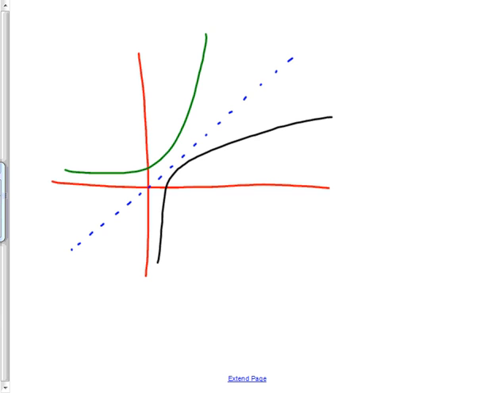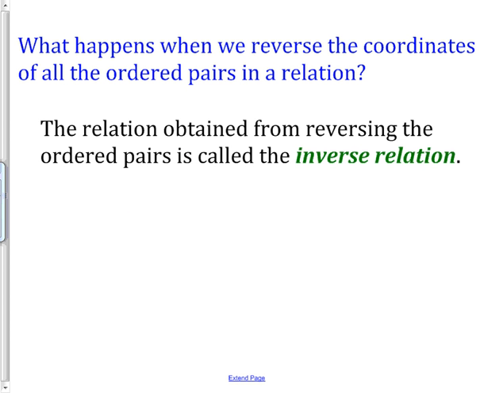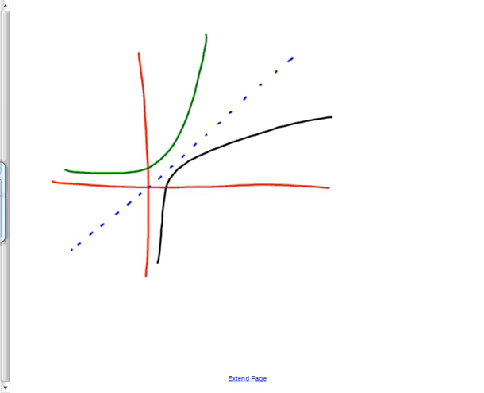So, let's read some mathy stuff about this. What happens when we reverse the coordinates of all the ordered pairs in a relation? Surprisingly enough, you get the inverse relation. So let's go back to the graph we were just talking about here. For instance, this spot right here on the green graph, would you agree that that is at (0, 1)? If you switch around (0, 1), what do you get? (1, 0), which happens to be right there.